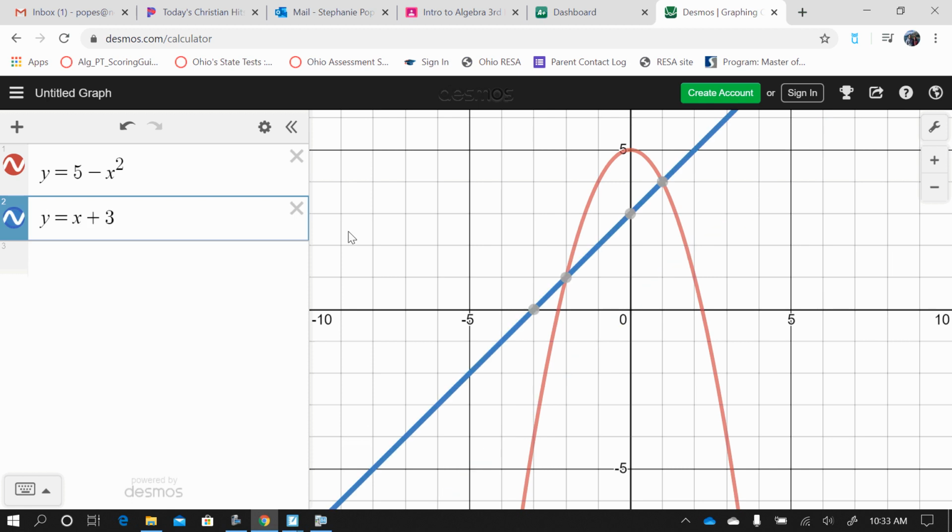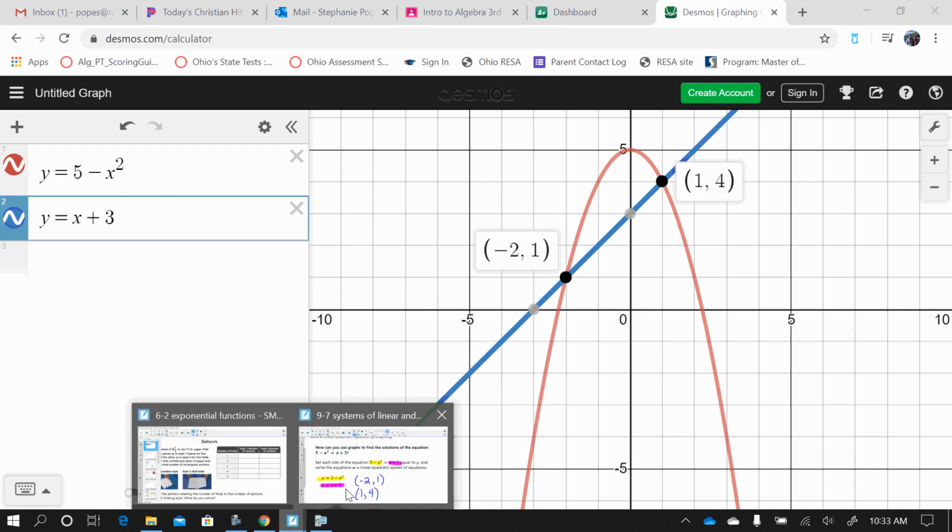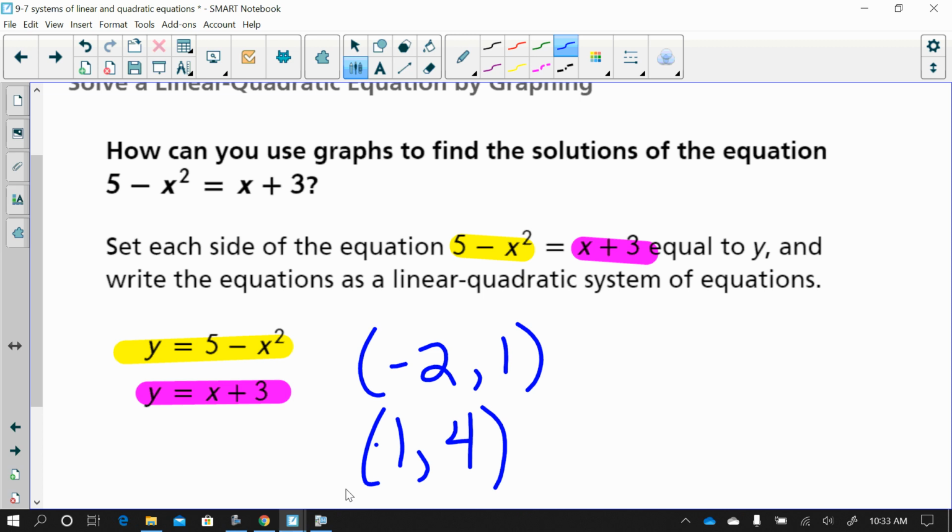Okay. Oh, look, it gives me a nice little point where they intersect. So I'm going to click on those 2 points. Boom. Answers are exactly what we found with the graphing calculator. So that's how we do graphing.